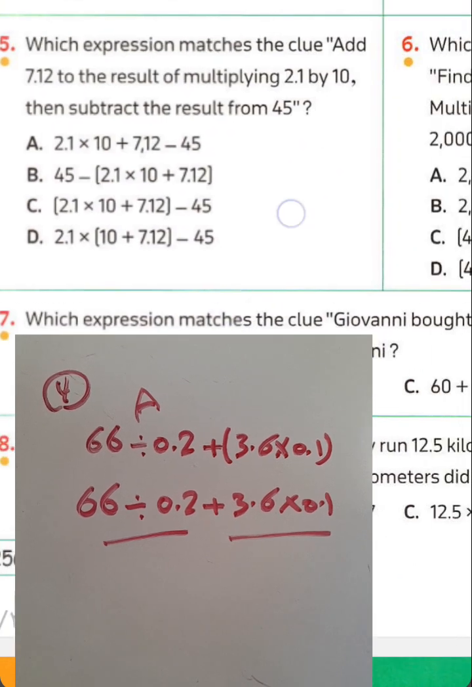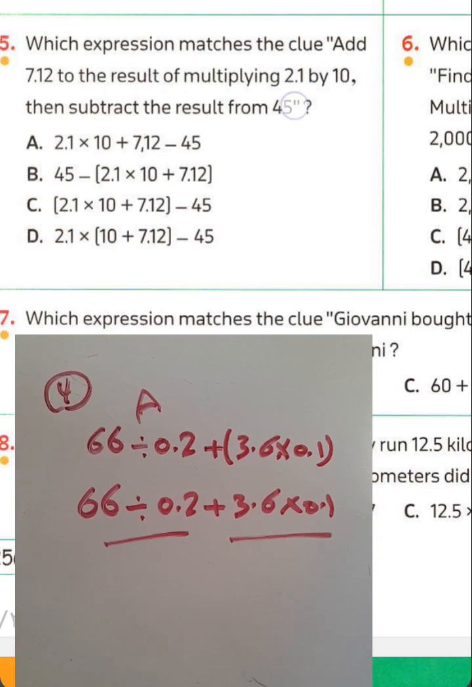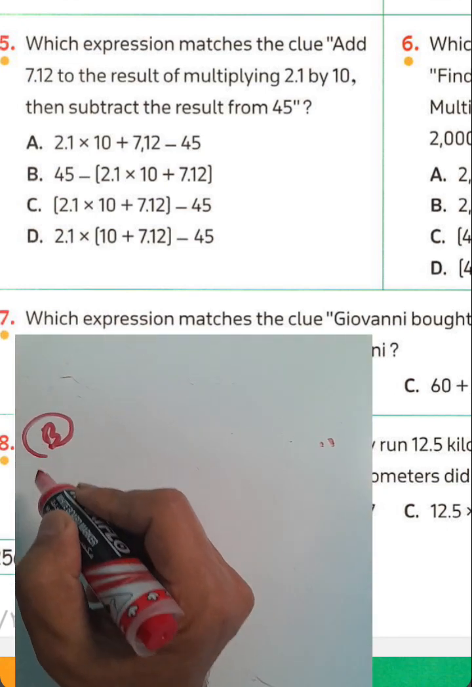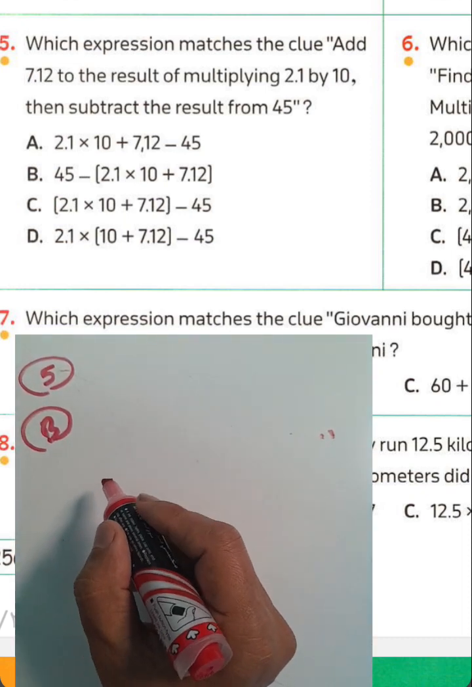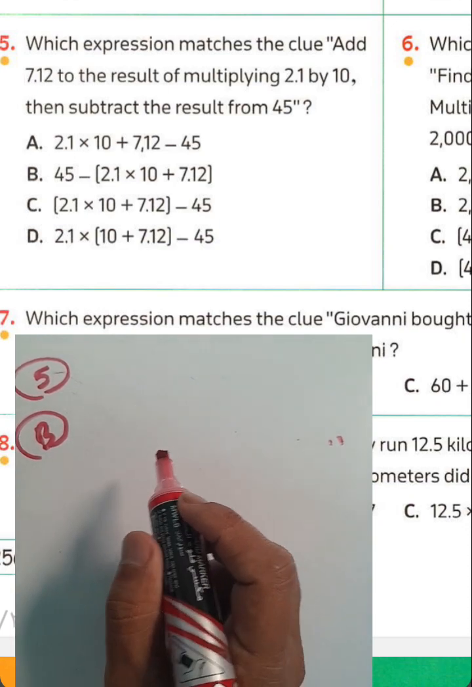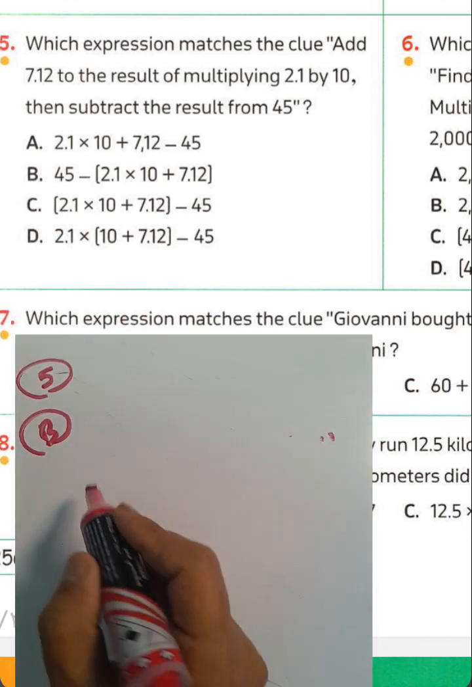Question 5. Which expression matches the clue: add 7.12 to the result of multiplying 2.1 by 10, then subtract the result from 45? Letter B. Choose letter B for question number 5. Why? Because we add 7.12 to the result of multiplying 2.1 and 10, and then subtract from 45.